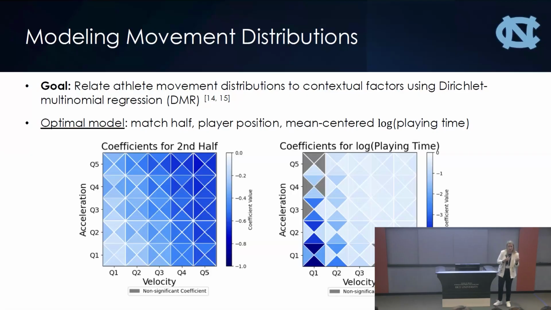That may be attributed to fatigue, may be attributed to game circumstance, but you can see especially in quantile 5 of velocity, so those high velocity ranges, we're spending less time there in the second half. And then if we look at playing time, we can see that especially in Q1s of acceleration and velocity, we're spending less time there as we're playing more minutes. So it's interesting. Maybe your players that play longer minutes are fitter. Things to think about, right? So that's where you need more context.